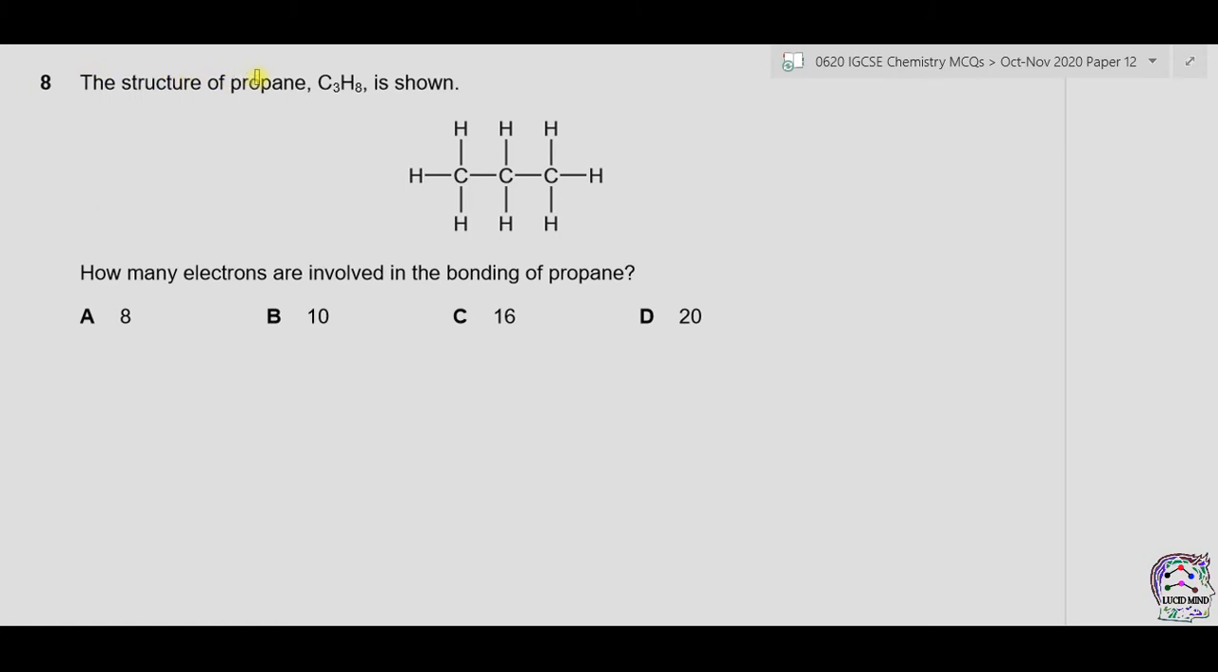Question number 8. The structure of propane C3H8 is shown. This is the structure. We have 3 carbon atoms and 8 hydrogen atoms which are single bonded with carbons. How many electrons are involved in the bonding of propane? Now you should know that in the bonding between carbon and hydrogen, 1 electron from carbon and 1 electron from hydrogen is involved, which make out a single covalent bond.